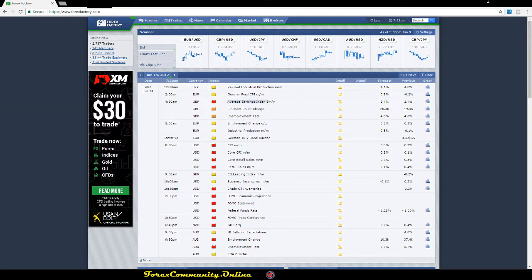Of course, we do have the standard British pounds average earnings index here. This is a 3 months every year report. So essentially, it's like a quarterly release. Now, with the US dollar, we do have some news come New York Open. We also have crude oil inventories, followed up by the Fed funds rate.